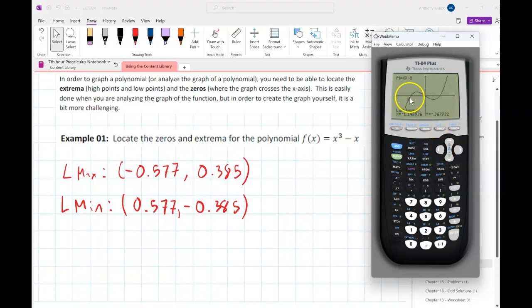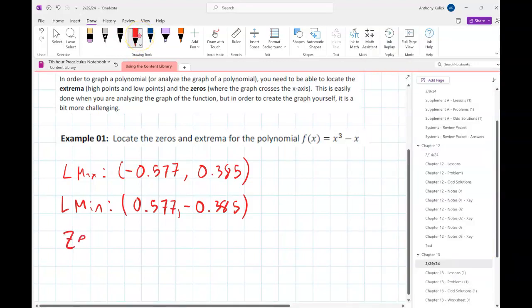So it asks for a left bound. I'm just going to move my cursor somewhere left of that 0 and then press enter. Then for the right bound, again, I'm just going to move it somewhere to the right of it, press enter, and then a guess. As long as there's only 1 0 in between your left bound and right bound, your guess doesn't really matter, so just press enter wherever it is. And look at that, I got x equals -1 as my first 0.